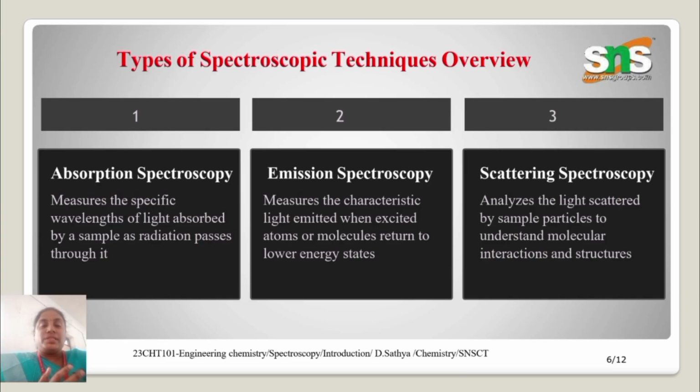And finally scattering spectroscopy. That means analyzing the light scattered by the sample. So light is passed through the sample and the scattered light is measured, to understand molecular interaction and structure. That means how much light is scattered by the molecule at a particular wavelength.